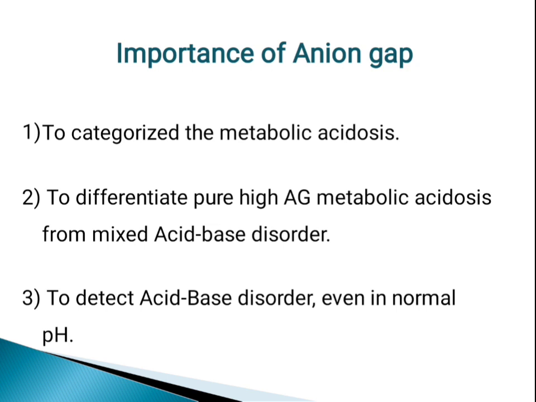Number two, by knowing the anion gap, we can differentiate pure high anion gap metabolic acidosis from the mixed anion gap disorder. And last but most important, in some cases the blood pH level is normal but an acid-base disorder is present in the patient's body. By finding out the anion gap, we can detect this type of acid-base disorder.